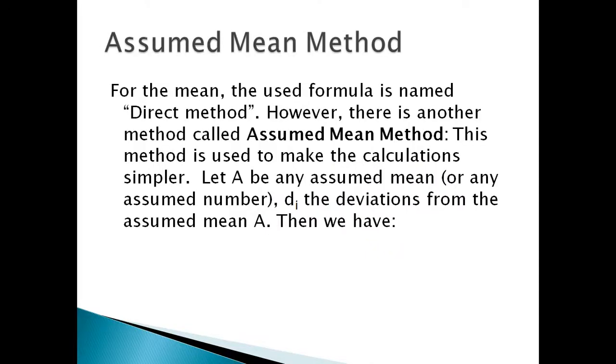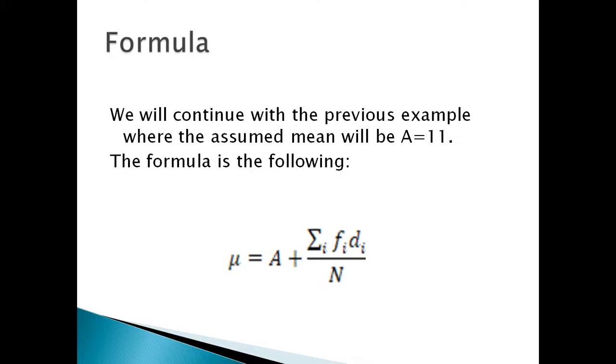Let's go to the assumed mean method. The formula used for the mean so far is named the direct mean. However, there is another method called the assumed mean, which is used to make the calculation simple. Let A be any assumed mean, or any assumed number, and di be the deviations from the assumed mean A. Then we have a formula which looks like this.